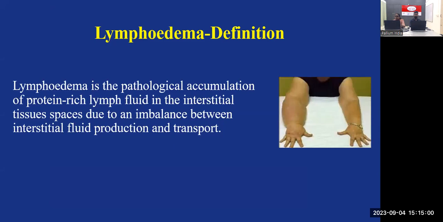Now we are going to learn about lymphedema. What is lymphedema? Lymphedema is a pathological accumulation of protein-rich fluid in the interstitial space due to an imbalance between interstitial fluid production and transport. What happens if there is lymphedema? If any damage happens to the lymph node, what is the next step? There is no way for the lymphatic fluid to go up.